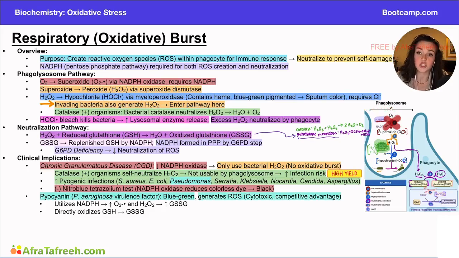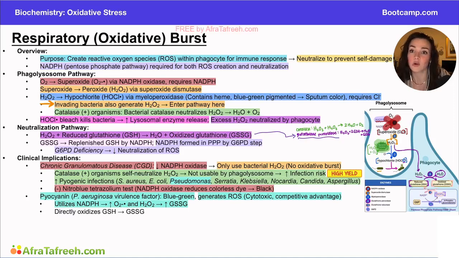So what it's going to do is it is going to utilize NADPH to start reducing oxygen and turning it into superoxide and hydrogen peroxide, reactive oxygen species. That's going to force the phagocyte to work really hard and have to waste a lot of its reduced glutathione just trying to keep up with all these reactive oxygen species that the Pseudomonas is throwing at it.